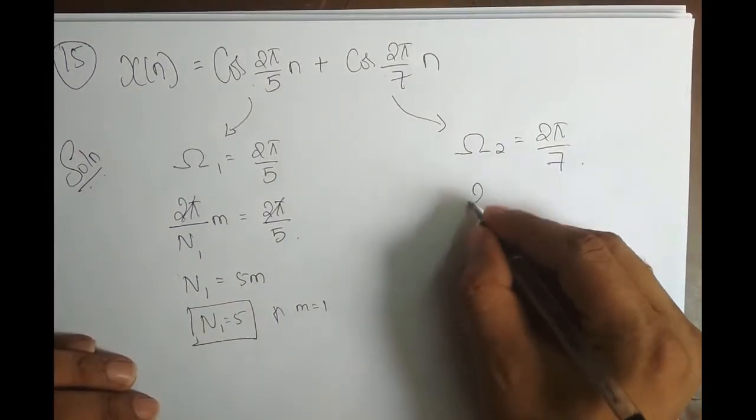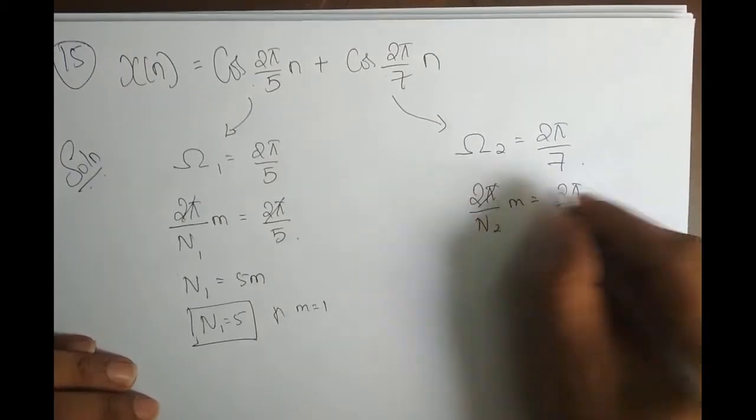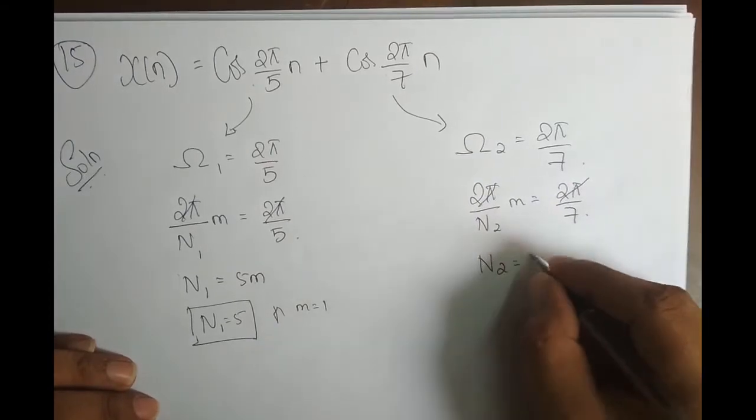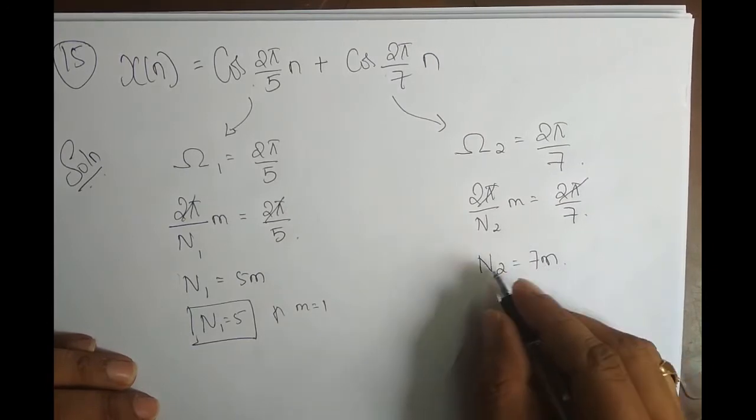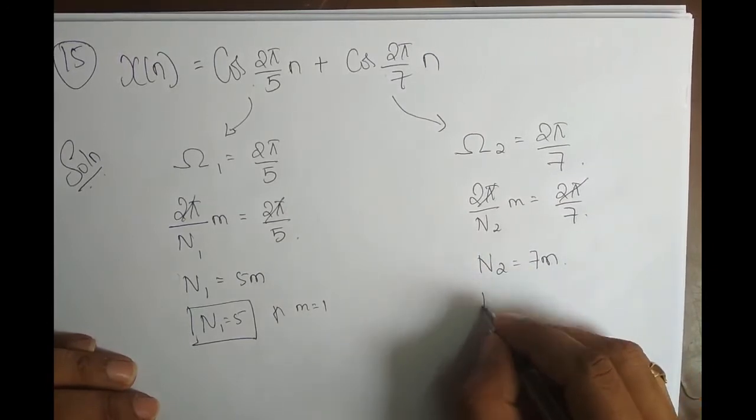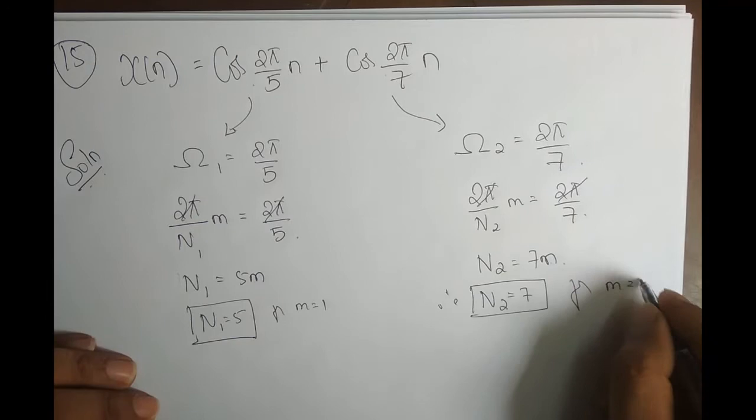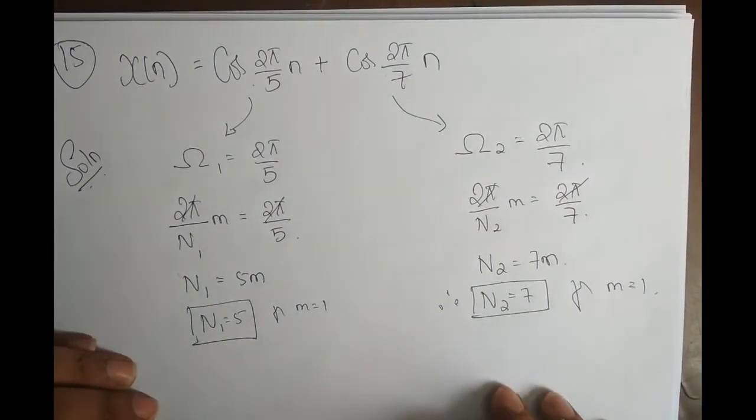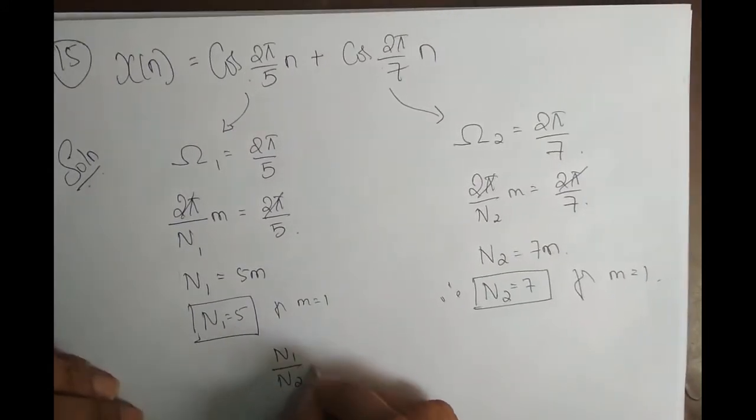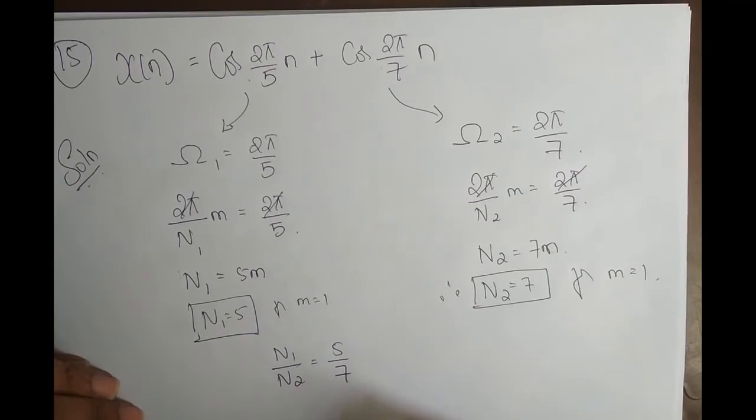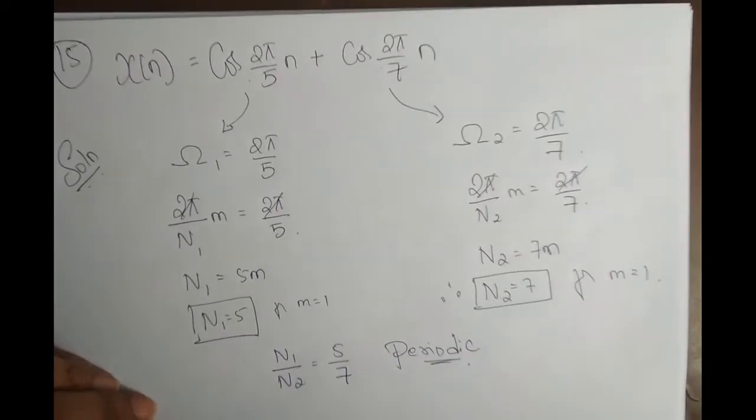Similarly, 2 pi by n2 into m is equal to 2 pi by 7. 2 pi cancels out, and I end up with n2 equal to 7 times m. The smallest value of m for which n2 is an integer is m equal to 1, so n2 is equal to 7. Since both are integers, I check the ratio n1 by n2, which is 5 by 7. It's a rational number, therefore the signal is periodic.